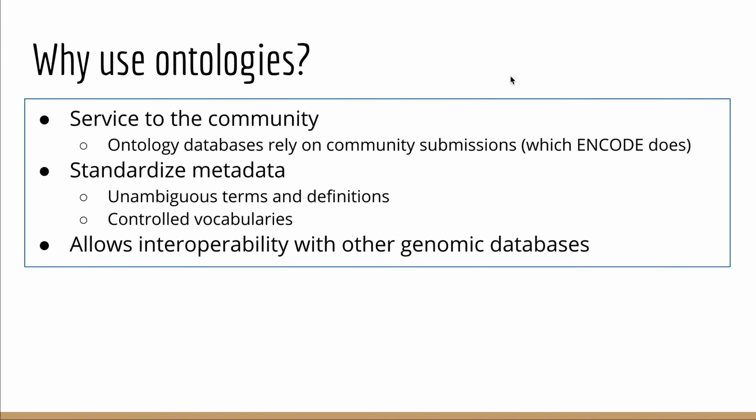The field of genomic research is rapidly evolving, and new terms are always needed. The ENCODE DCC actively contributes to and works with ontology databases by submitting new terms to be created. The use of ontologies helps us standardize and curate our metadata, avoiding problems that may arise with ambiguous terms and definitions. In addition, when ontologies are adopted and used by other genomic databases, interoperability is possible, allowing users to more easily compare and integrate experiments from different databases.